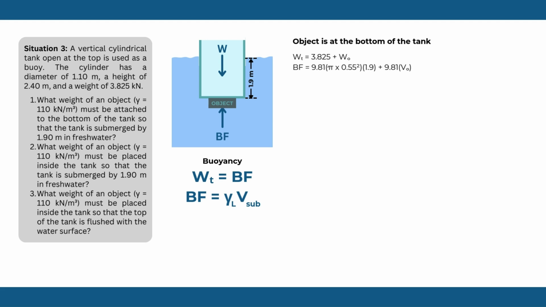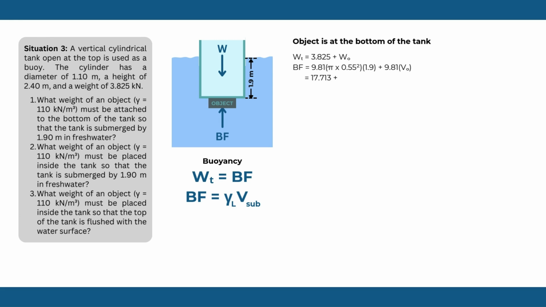So for the volume of the tank muna, given tayo ng diameter na 1.10 meters. Therefore, we can say na yung radius nito is 0.55. Tapos ang height naman ng supposed submerged volume ng tank is, as stated sa problem, dapat 1.9 meters. Given those values, we can solve for the volume of the submerged cylinder by multiplying pi times radius squared to its length of 1.9 meters. Solving for the buoyant force involving the cylinder lang muna, we will get a value of 17.73.